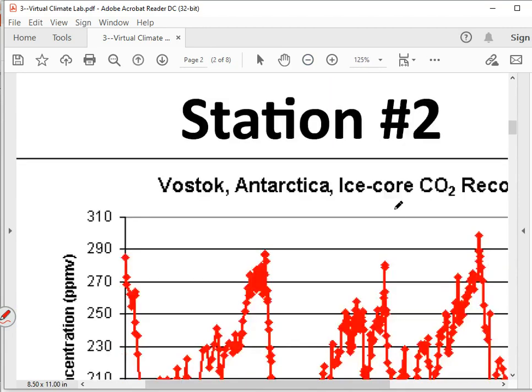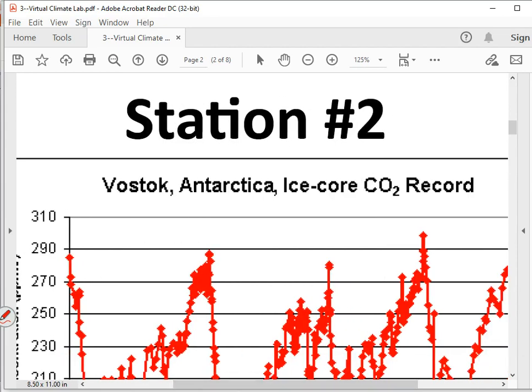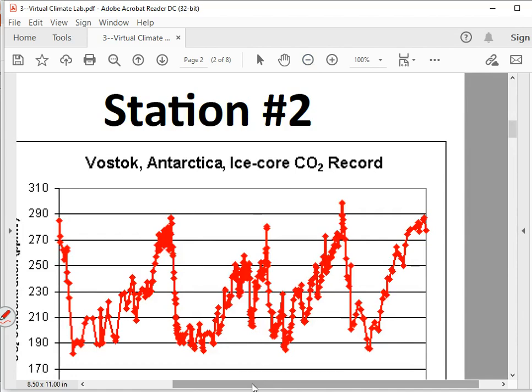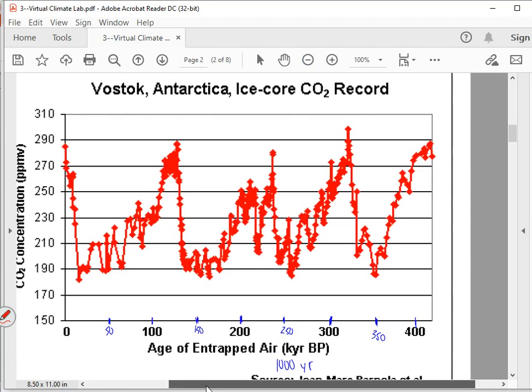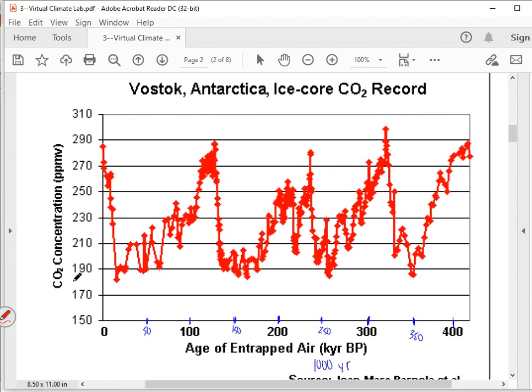All right. Station number 2 is an ice core from Vostok, which is a location in Antarctica. And this is recorded CO2 levels. So again, you're always going to want to make sure that you're looking at the title of the graph, what it is asking you for, as well as your y-axis, which is CO2 concentration, and then ppmv. ppm stands for parts per million.